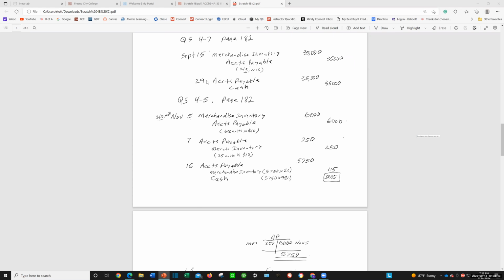So we're going to have to pay within the credit period, which would be 15 plus 15, that would be September 30th. We pay on the 29th, but nevertheless, we missed it. So we can't take a discount. We have to pay the full amount. So we're going to pay $35,000 and reduce our liability of $35,000. Debit, accounts payable, $35,000. Credit, cash, $35,000.